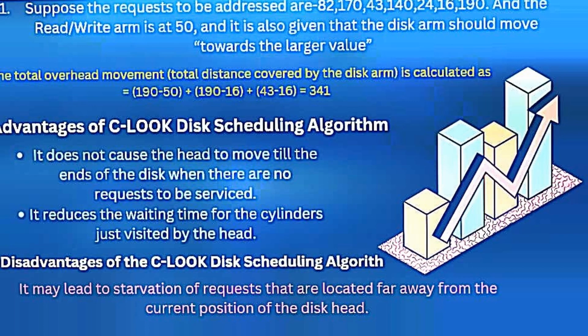Advantages of C-LOOK: it does not cause the head to move till the end of the disk where there are no requests to be serviced. It reduces the waiting time for cylinders just visited by the head. Disadvantages: it may lead to starvation of requests that are located far away from the current position of the disk head.